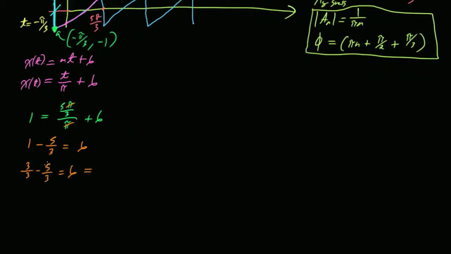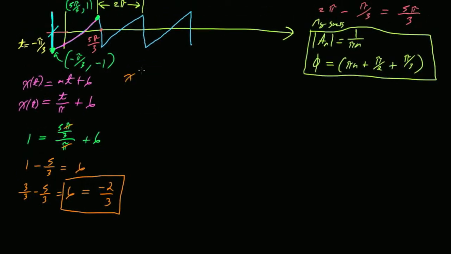So 5/3 pi divided by pi is 5/3. So therefore b has to equal 1 minus 5/3, which is negative 2/3. Does it make sense that we get a negative number? Does it make sense that our negative number is between 0 and negative 1? Good. You get a little sanity check. It has to be, right? Because we know this number is negative 1. So this number had to be a little bit less than negative 1. And it was. So that's good.